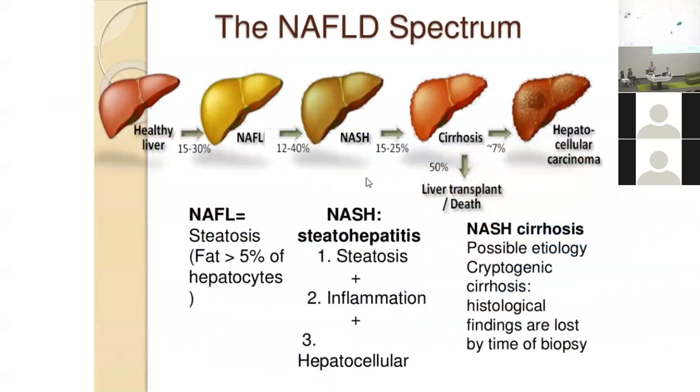NAFLD, I'm sure you've all heard of, is just a spectrum. Things like diabetes and insulin resistance are the main cause of this. You just get fat accumulation in your liver. So the first step will be non-alcoholic fatty liver disease. At this stage, it's completely reversible. If you continue on with your poor diet or perhaps uncontrolled diabetes, that progresses to NASH.